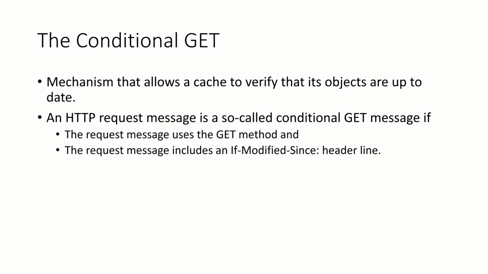Lastly, I'm going to introduce the conditional GET. It is an HTTP mechanism that allows a cache to verify that its objects are up to date. This mechanism is called the conditional GET. An HTTP request message is called a conditional GET message if, number one, the request message uses the GET method, and number two, the request message includes an If-Modified-Since header line.